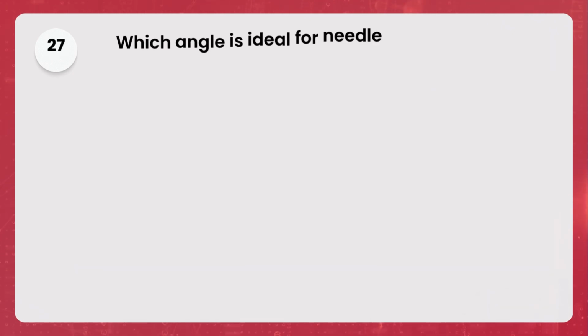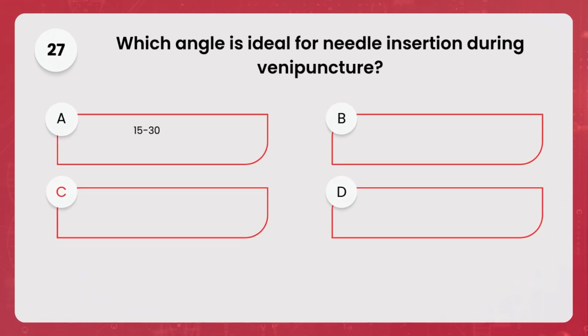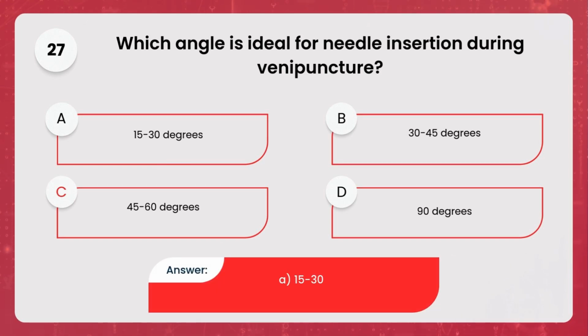Number 27. Which angle is ideal for needle insertion during venipuncture? A, 15 to 30 degrees. B, 30 to 45 degrees. C, 45 to 60 degrees. Or D, 90 degrees? The answer is A, 15 to 30 degrees.